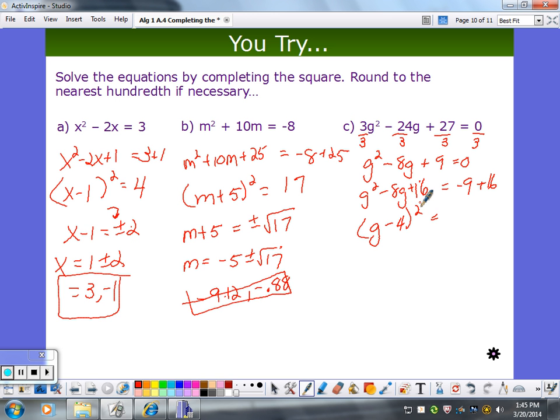Negative 9 plus 16 is 7. Take the square root of both sides, remembering the negative root. Add 4. Here's my exact solutions right here. When I ran this through my calculator, what did I get? What'd you guys get? I got 6.65 and 1.6.